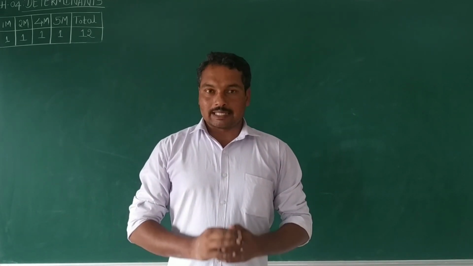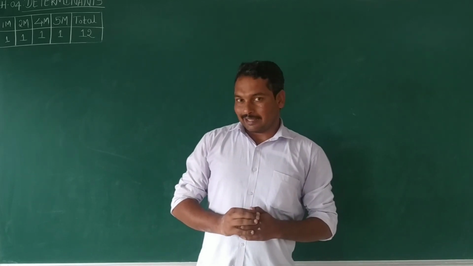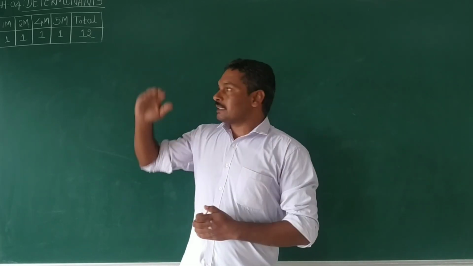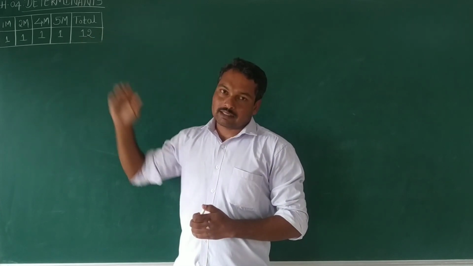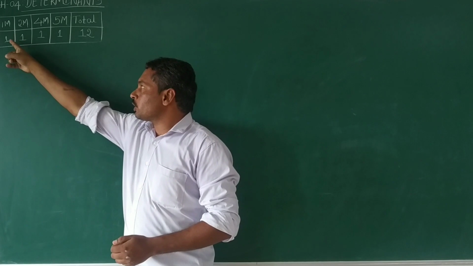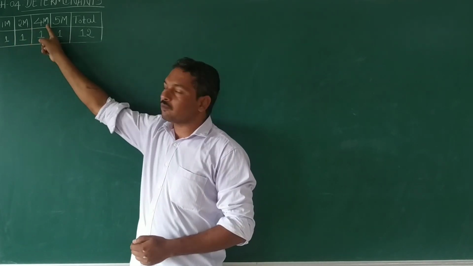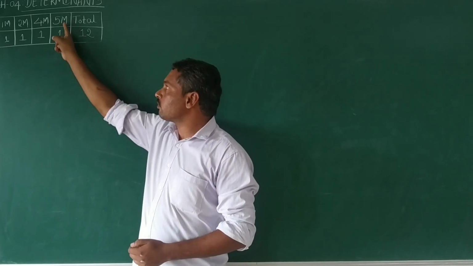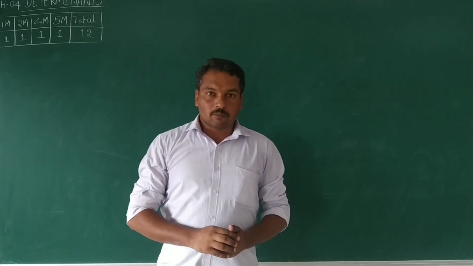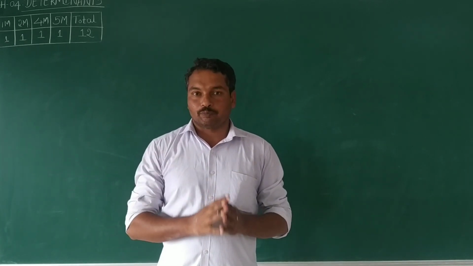Along with this, as per your PU board theoretical examination, this chapter carries 12 marks. Those 12 marks can be classified as one question for 1 mark, one question for 2 marks, one question for 4 marks, and one question for 5 marks. So totally 12 marks are covered in this chapter.